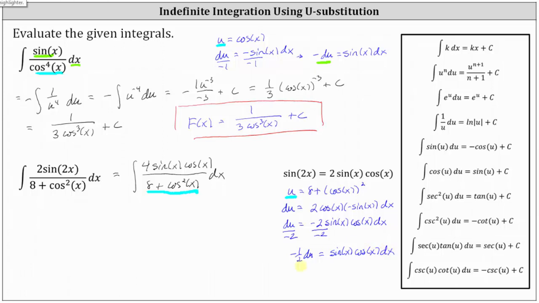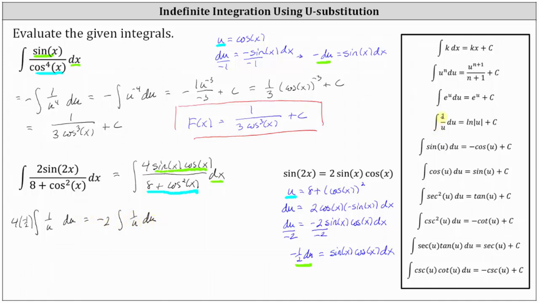So now we can substitute -1/2 du for sine x cosine x dx and factor out the 4. So writing in terms of u, we factor out the 4. And then again, sine x cosine x dx is -1/2 du. So I'll factor out the -1/2. And then we have du. And since the denominator is now u, the integrand function is just 1 divided by u. Simplifying, we have -2 times the integral of 1 divided by u du.